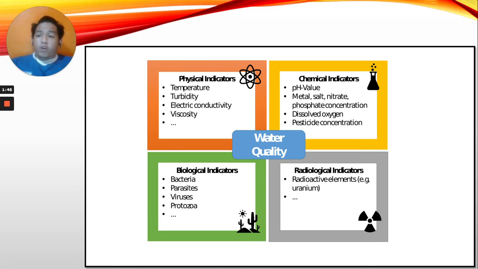Next is the biological indicators. So this includes bacteria, parasites, viruses, and protozoa that are present in the body of water. And lastly, radiological indicators. So radioactive elements such as uranium and so on.